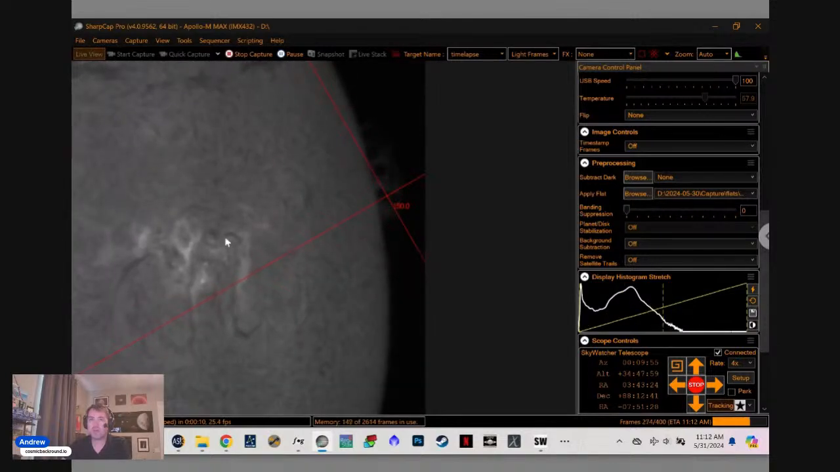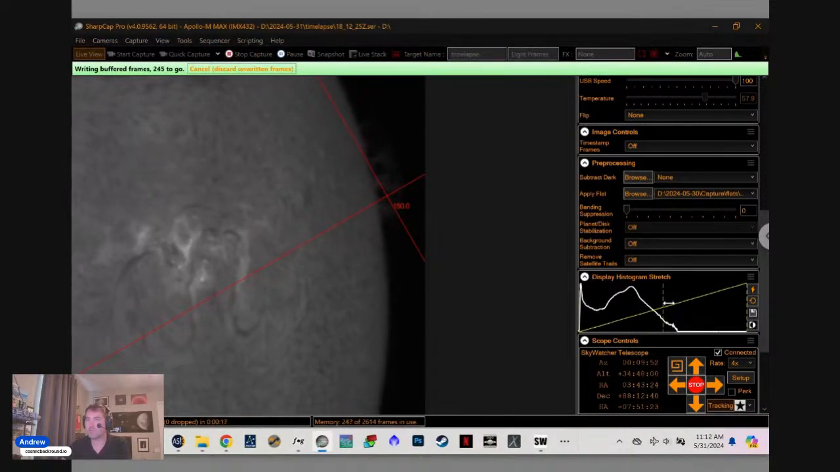Oh, it's still kind of bright right here, but it's not really popping off or anything. So maybe the sun's just had a little fart or something.